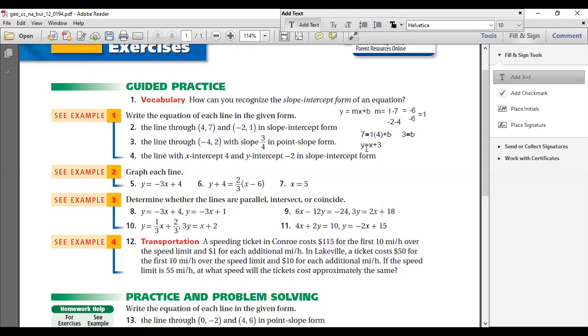So that's going to be y is equal to mx plus b. m is 1. We don't write 1x, we just write x plus 3. Okay, fine. Moving to question number 3.